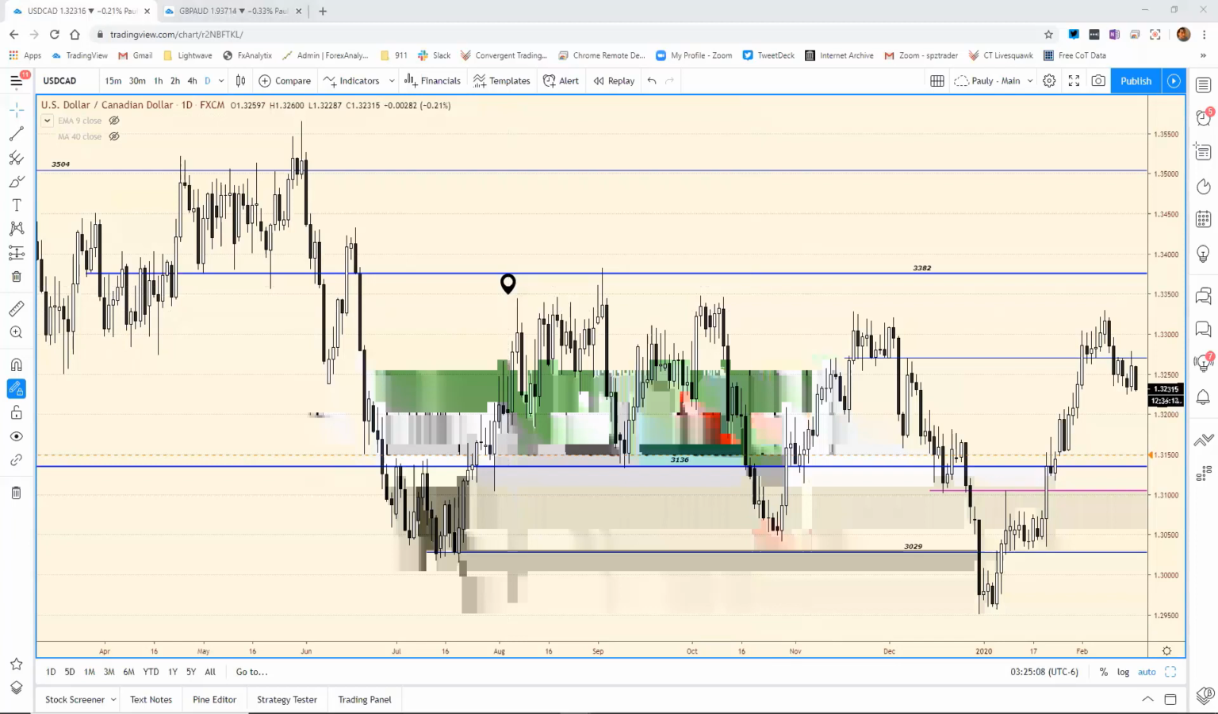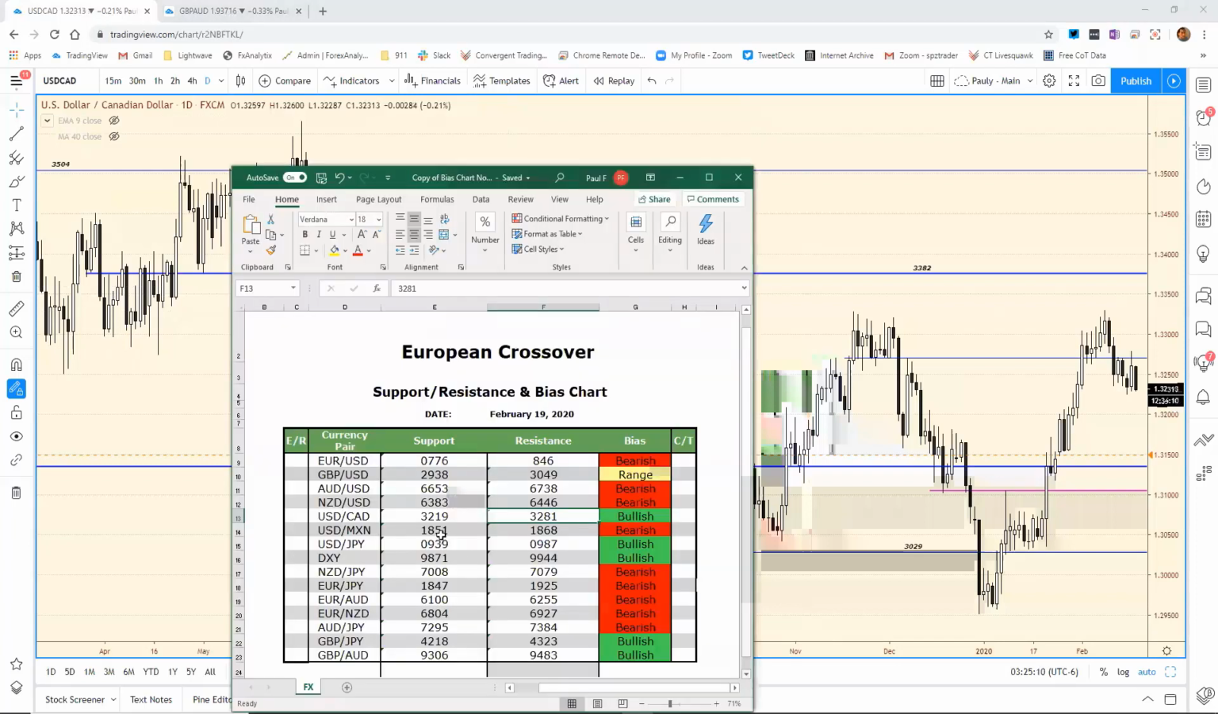So once again, it's going to be 32.23. Actually, yesterday we had 32.19. Let's stay with this 32.19. It's only 4 pips difference, and we're already at 31.